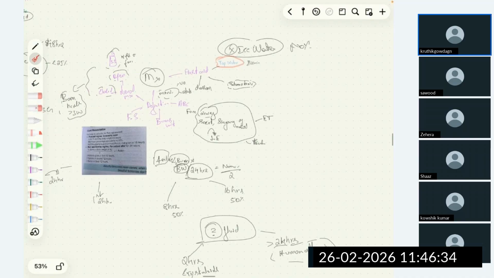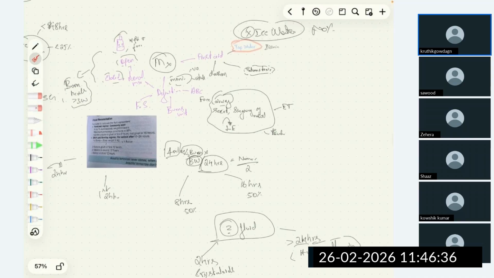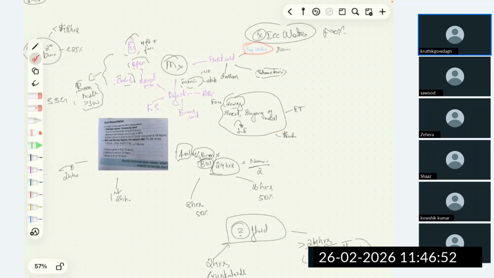And also definitive management, ABC. First point you should mention is airway and breathing management. The special case is if the face is involved, if there's singeing of nasal hairs, we will consider endotracheal intubation or tracheostomy. That is life saving. The management of the patient is in a burns unit, and then followed by fluid management.